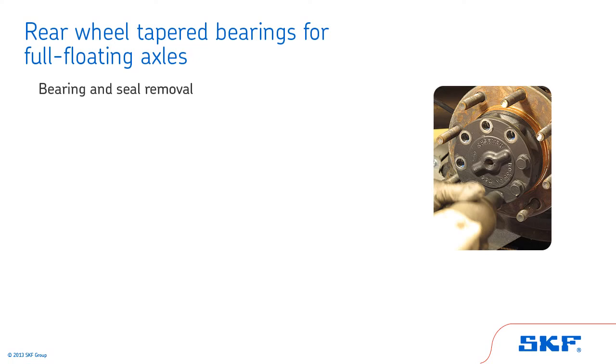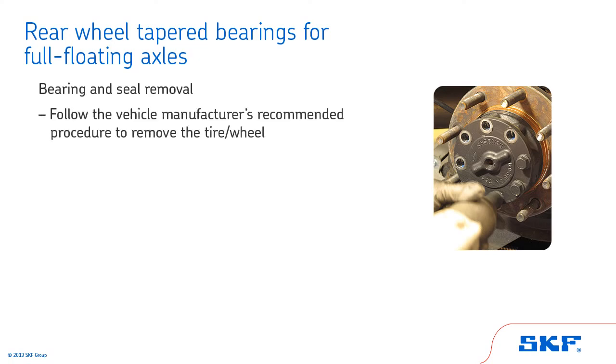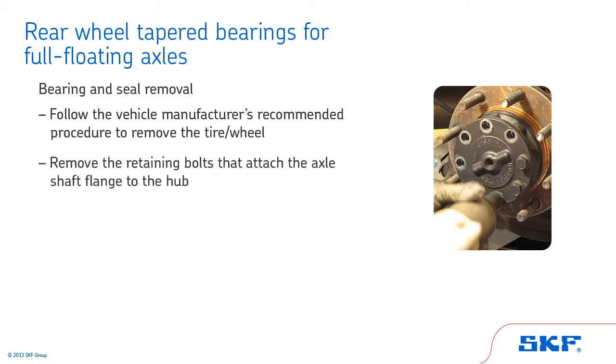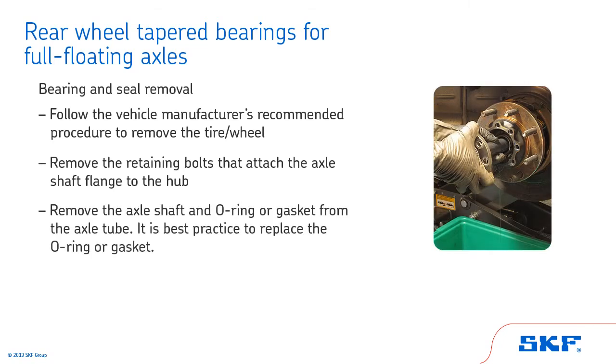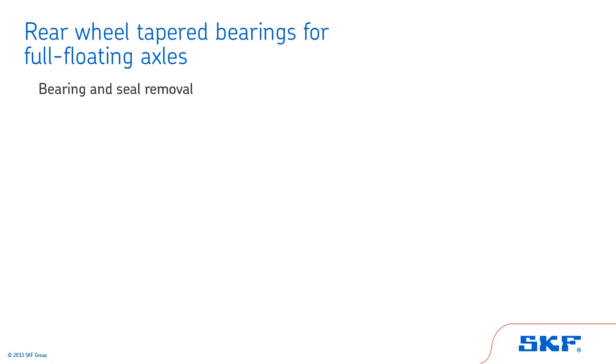Now, let's cover bearing and seal removal for full-floating axles. Be sure to follow the vehicle manufacturer's recommended procedure to remove the tire and wheel. Remove the retaining bolts that attach the axle shaft flange to the hub. Then remove the axle shaft and O-ring or gasket from the axle tube. It is best practice to replace the O-ring or gasket.